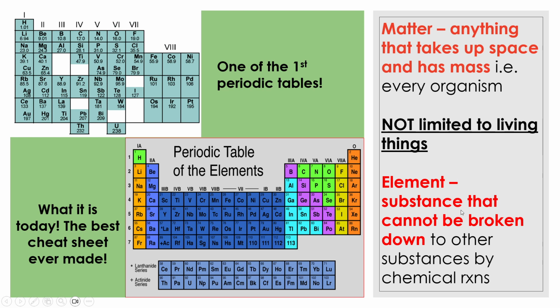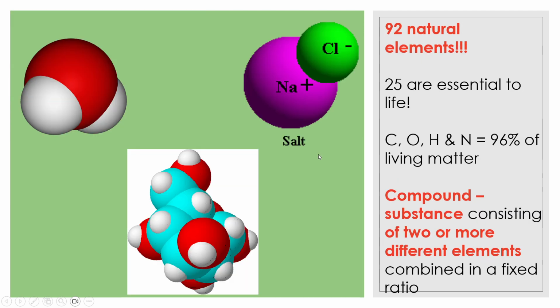An element is a substance that cannot be broken down to other substances by chemical reactions. What are elements? Well, you've got plenty of examples right here: hydrogen, carbon, oxygen, nitrogen. These four, your CHON, C-H-O-N, make up 96% of all living matter. We have 92 naturally occurring elements in this periodic table, and 25 of them are essential to life. These four make up 96% of every living thing.